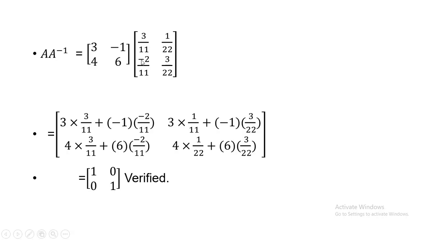That is 3 multiplied by 3 by 11. The sign in between is plus, -1 multiplied by -2 by 11. So this will be my first element. Then 3 multiplied by 1 by 22. I've made a mistake here. It's 22. 3 multiplied by 1 by 22 plus -1 multiplied by 3 by 22. Okay, so the same goes for the second row, first column. These are the multiplications, and if you simplify it, you'll get an identity matrix. Which verifies that the inverse that we have calculated is correct.